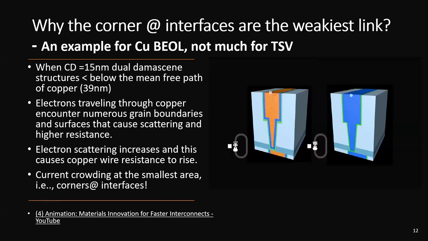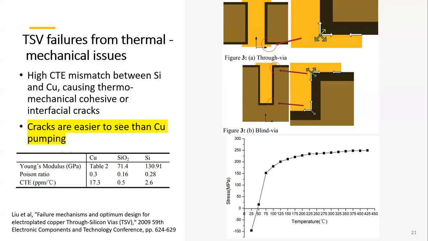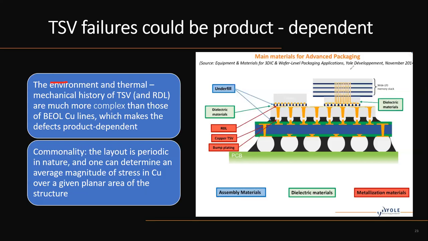So these defects, as you can observe here by the edges, are from the CTE mismatch, the coefficient of thermal expansion mismatch. That's the key. That happened at the corner because that's where the stress is concentrated. And you can imagine that every design is different, right? Every product is different. They have a different aspect ratio, different die size, everything is different. So this means that pretty much the defect is product dependent.